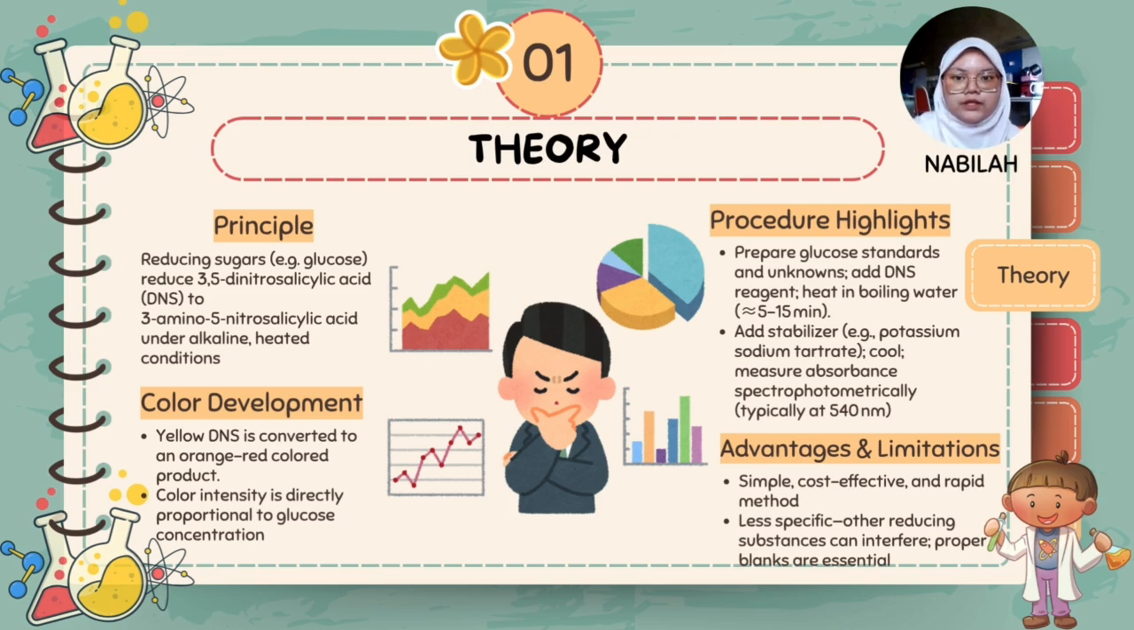Okay, now we look at the theory. First, we look at the principle. It uses sugar, for example glucose, to reduce 3,5-dinitrosalicylic acid (DNS) to 3-amino-5-nitrosalicylic acid under alkaline, heated conditions.